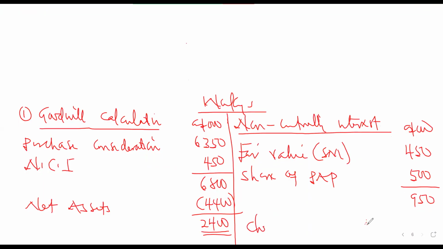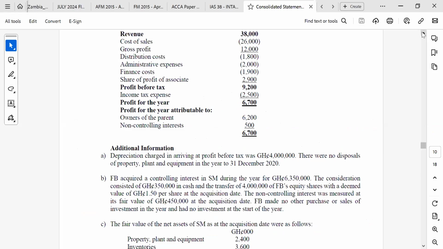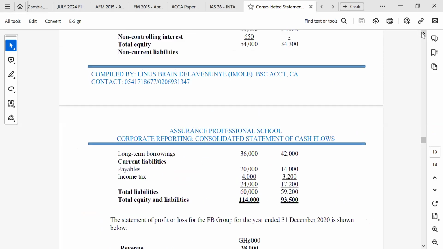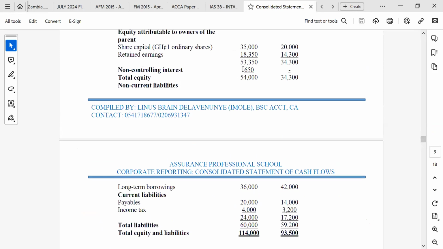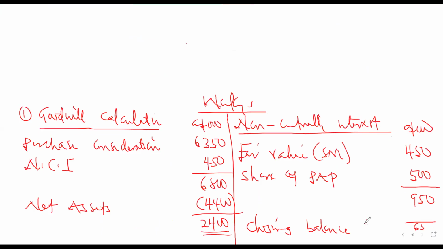But what is the closing figure that they are giving for the NCI? Closing balance in the 2020 financial statement. Let's go to that year and pick our NCI figure there. What is the figure given to us? 650. Okay, so you have been given 650. So the question is, what is the reduction there? 300. That reduction will be the dividend paid to the NCI. So that will be 300.